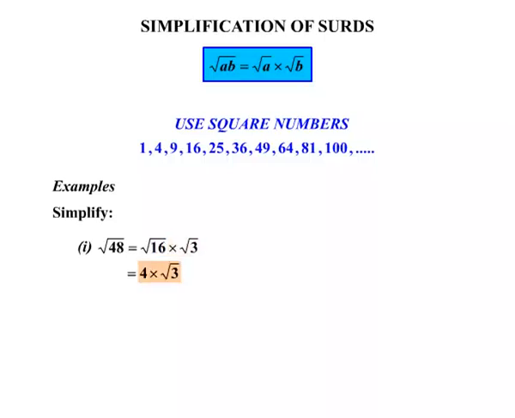Now we can simplify this much like algebra. We can write this as 4 root 3. We can drop off the times. Okay, if you consider if we had 4 times x, you can write that as 4x. So a similar thing occurs in surds.